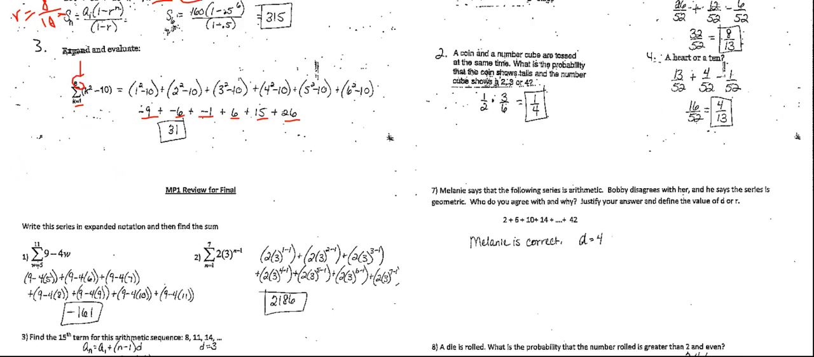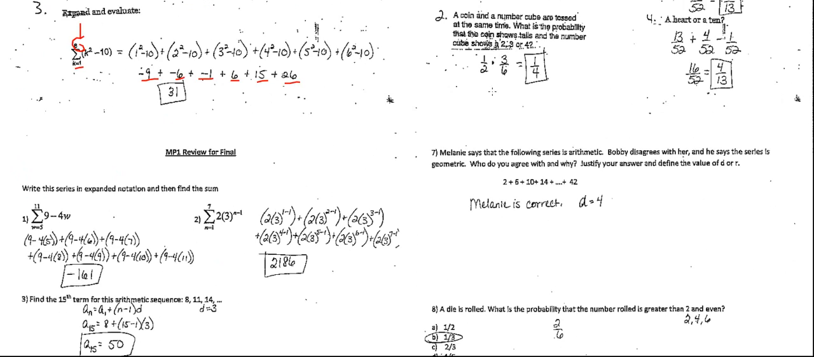Down here they're asking you to figure out, Melanie thinks that the series is arithmetic, Bobby says it's geometric. Just check out what the pattern is. We can see that the pattern's up by 4 each time, and that makes it an arithmetic sequence because the pattern is adding each time.